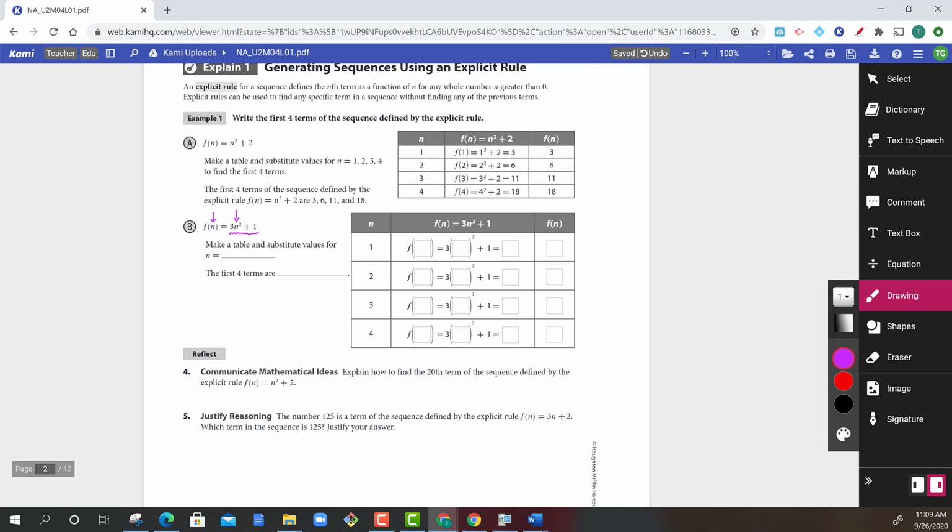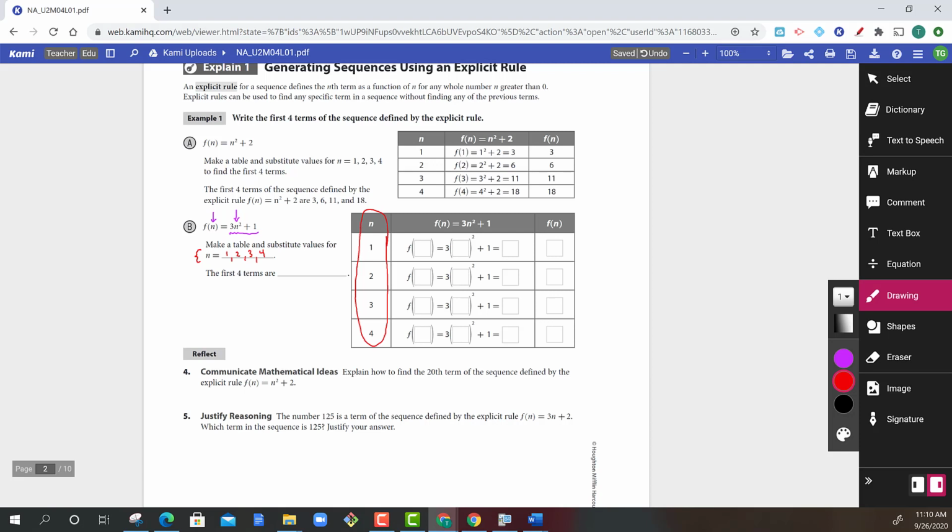So it says make a table and substitute values for n in this problem. And specifically what they want us to put in this blank right here. So what is n equal to in this problem? And you can see from this first column, they've set up a table. N is going to be equal to all 4 of those numbers. So those are like the positions of each of the terms in the function. We're trying to find the term that's in the first, second, third, and fourth position.